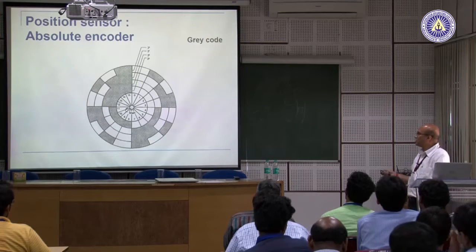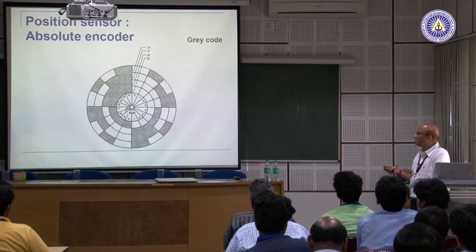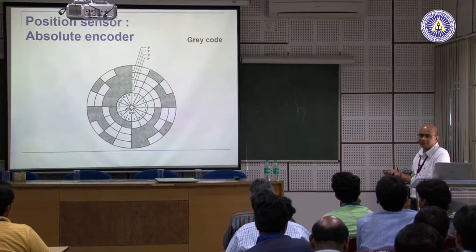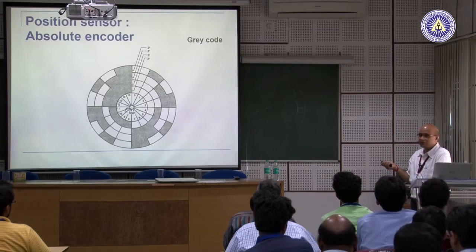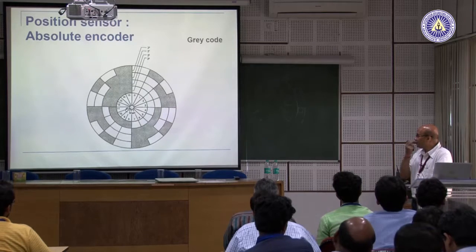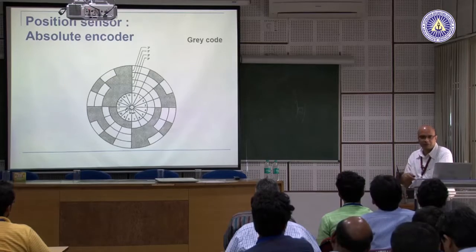So, the difference between binary coding and gray coding is that in binary code, if you are going from one number to the other number, the change in the number of bits is not constant. Sometimes you will have one change, sometimes you will have two changes. Now, that is a problem for the machine. So, they normally use gray code, such that the change is only one unit. That is the difference between gray and binary.